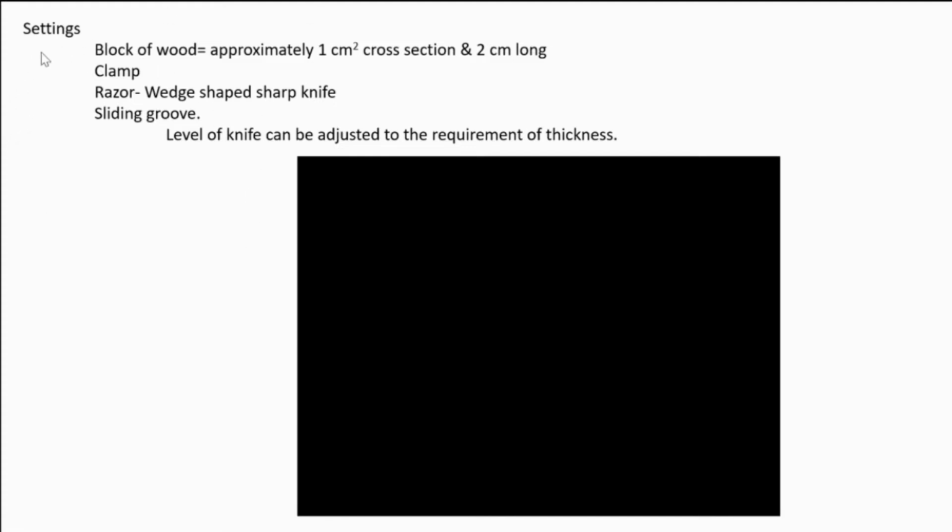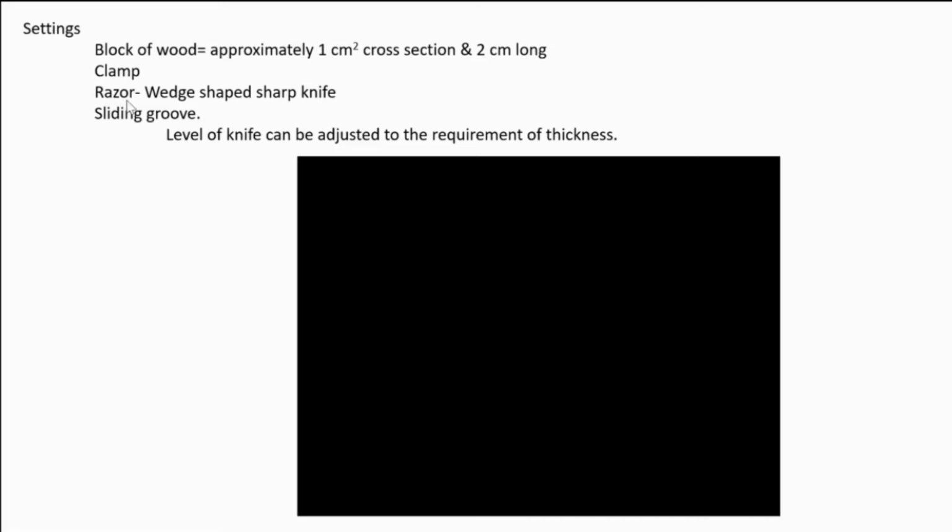Which are its parts and how it works, we are going to see in this point. In the sledge microtome, a block of wood is there, and we are going to make thin sections out of this block. It should be of 1 centimeter square cross section and 2 centimeter long. That is the optimal size for fitting inside the sledge microtome. And there is a clamp, which means a holder to hold the wood.